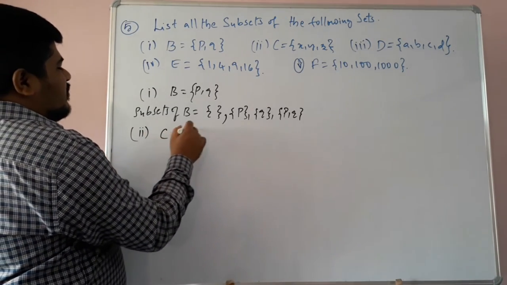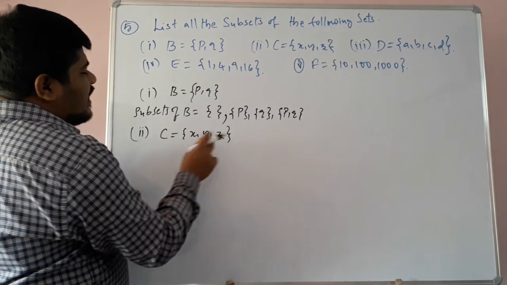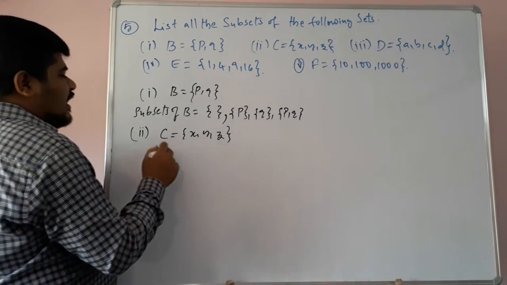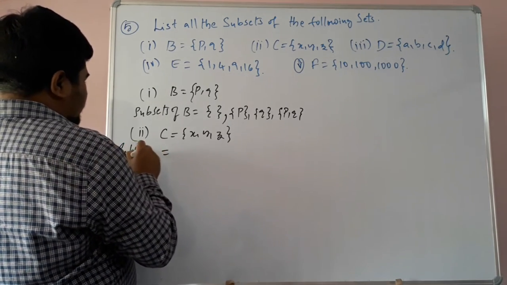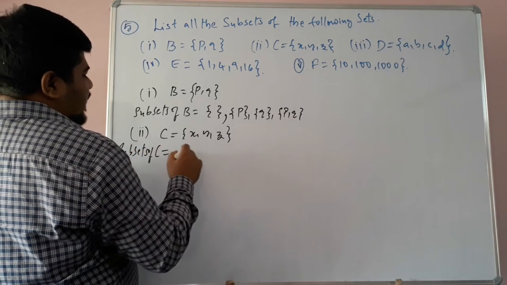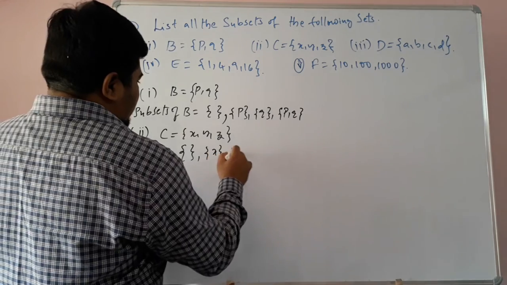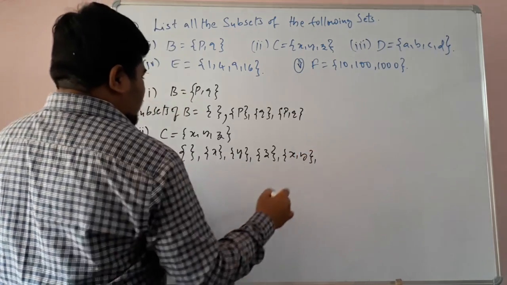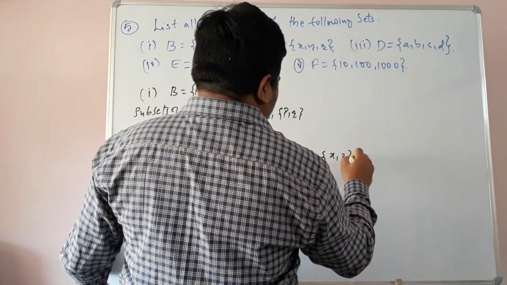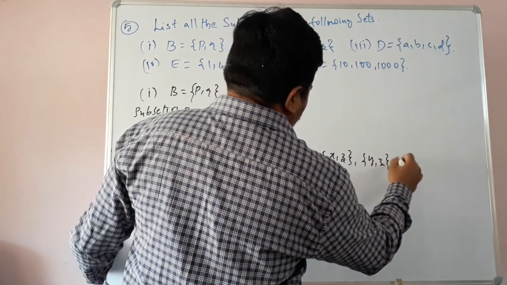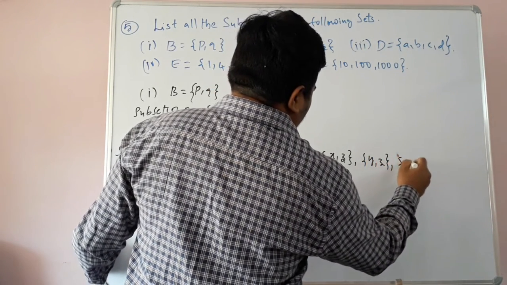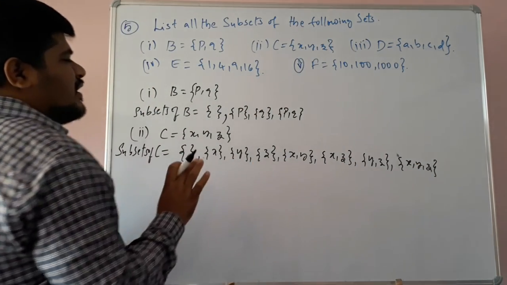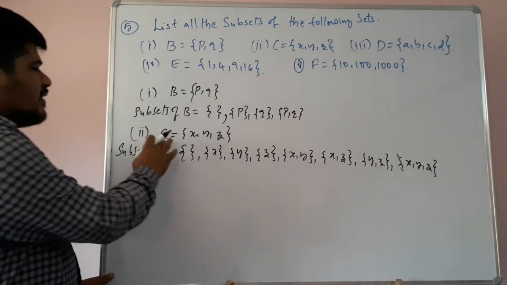Now the second set, children, C is equal to X comma Y comma Z. X comma Y comma Z means 3 elements are there in the set. How many subsets will be there? 2 to the power of 3, 8 subsets will be there. So what are those subsets of C? Subsets of C are the empty set, first of all, X, Y, Z, X comma Y, X comma Z, Y comma Z, X comma Y comma Z. 1, 2, 3, 4, 5, 6, 7, 8. So children, there are 8 subsets for this given set.